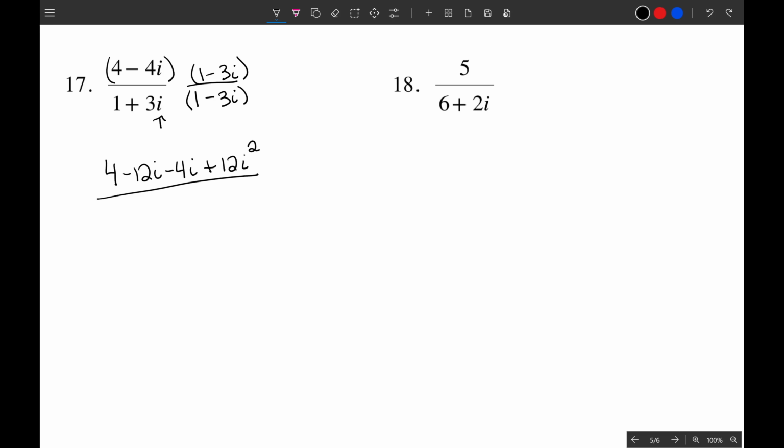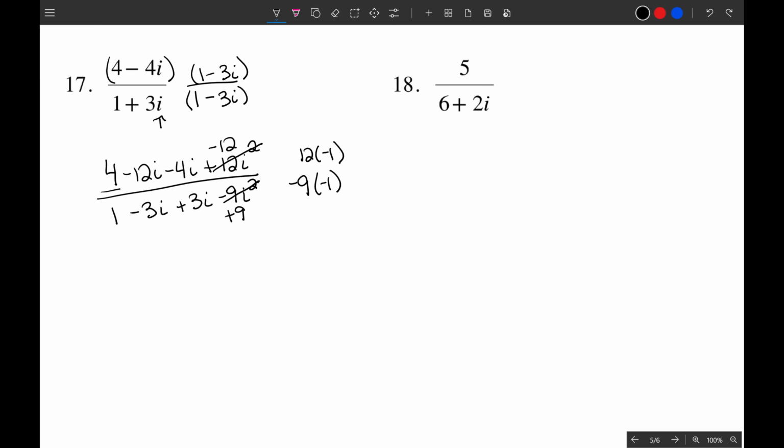On the bottom, 1 times 1 is 1. 1 times negative 3i is negative 3i. 3i times 1 is positive 3i. And 3i times negative 3i is negative 9i squared. So I know that if I take 12 times negative 1, I'm going to get negative 12. And negative 9 times negative 1 is going to give me a positive 9.